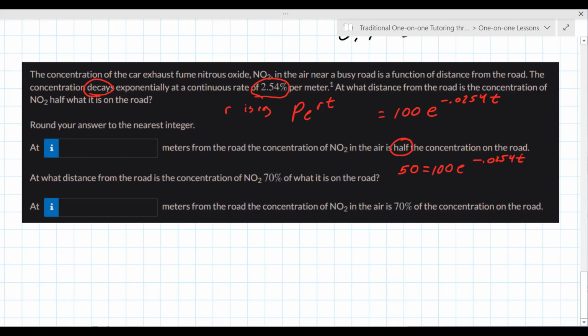What do you do here? You divide both sides by 100. Oh yeah, the first step, I always forget that. So you have half equals e to the minus 0.0254 t. And then you take the natural log of both sides. Oh, all right.